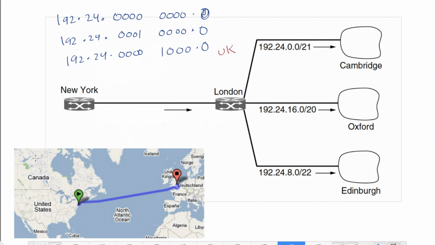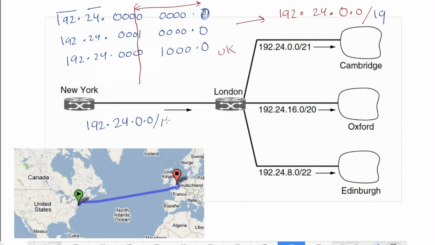So these are the 3 networks. Just check till what point things are common. Things are common till this point, which means this will get combined into 192.24 dot, like this is already 0, and for the network ID these will be 0. So it will be .0.0 slash, what should I write here? See here, 8 and 8 is 16 plus 3 is 19. So I should write 19. So basically for this router, the aggregated or the supernet will be 192.24.0.0/19.